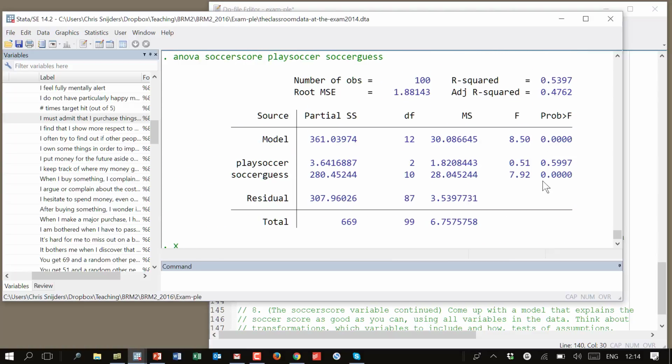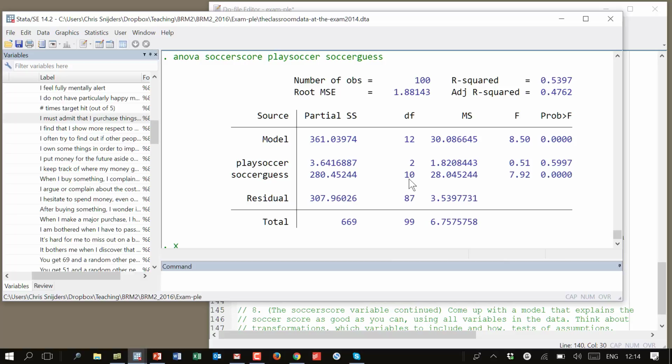Here you again see that this soccer guess variable is statistically significant and that this one isn't. But that's no way to pick up on your mistake. But what you also see here is that 10 degrees of freedom are used to estimate this effect. And the 10 comes from that there are 10 different categories. So these 10 different categories are used separately as dummies.